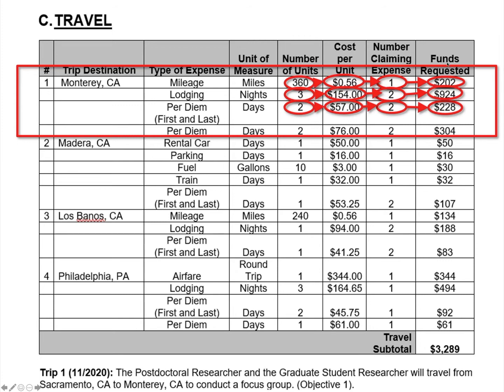The expenses are broken out in the same way for the remaining 3 trips in the example, and the total for all travel is provided at the bottom of the table. In addition, there's a justification provided for each trip requested that lists the approximate date of travel, indicates who will be traveling, the city of origin and the destination city, and the purpose of the trip. Also note the objective number from the project objectives and work plan template is indicated to show the project objectives that the travel supports.